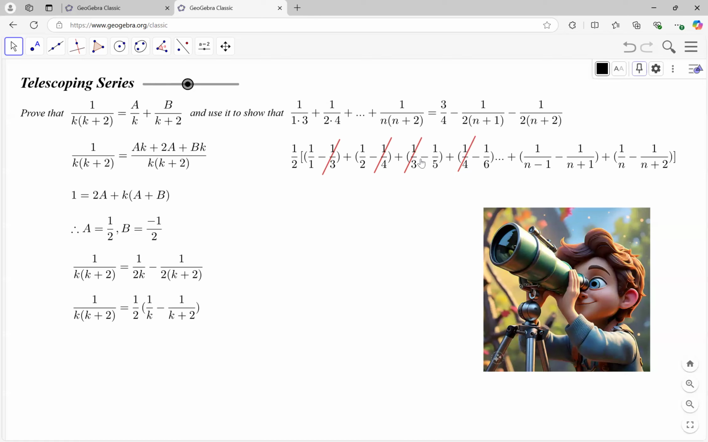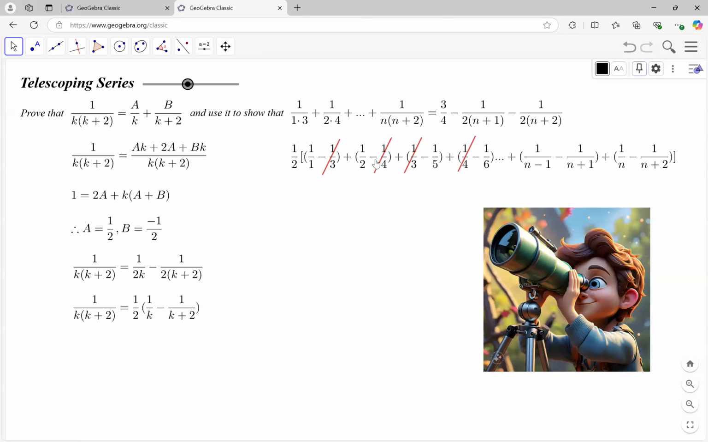But I encourage you to continue the sequence on pen and paper or think about it. This minus 1 on 5 would get cancelled with a positive 1 on 5 out to the right. Similarly, this negative 1 on 6 would cancel with a positive 1 on 6 further down. And so, following that same pattern, the two terms that are left at the start are 1 on 1 and 1 on 2, which is the first term in the first two brackets.